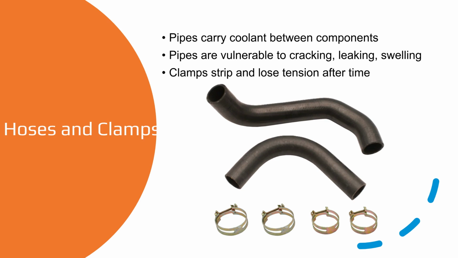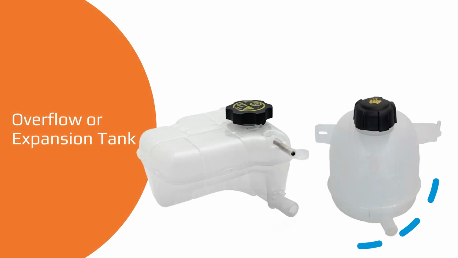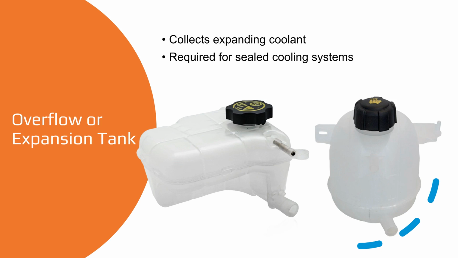Modern vehicles predominantly use electric fans, while older models often featured mechanical ones. Hoses and clamps carry coolant between components. Over time, these hoses are vulnerable to cracking, leaking, or swelling, and clamps may eventually strip or lose tension. The heater core acts as a small radiator inside the cabin. It utilizes hot engine coolant to provide warmth for the vehicle's interior heating system. An overflow or expansion tank is essential for sealed cooling systems. It provides a space to collect expanding coolant as it heats up, preventing pressure issues.